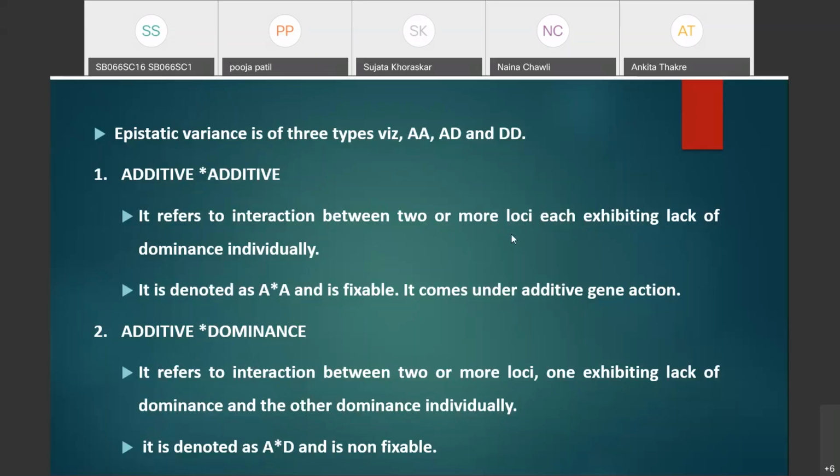Here, both these loci, two or more loci, are exhibiting the lack of dominance. But in the additive into dominance, one locus is exhibiting the lack of dominance, and the other one is exhibiting dominance individually. That is the difference between the additive into additive variance and the additive into dominance variance. Additive into additive epistatic variance is fixable, but additive into dominance variance is non-fixable.